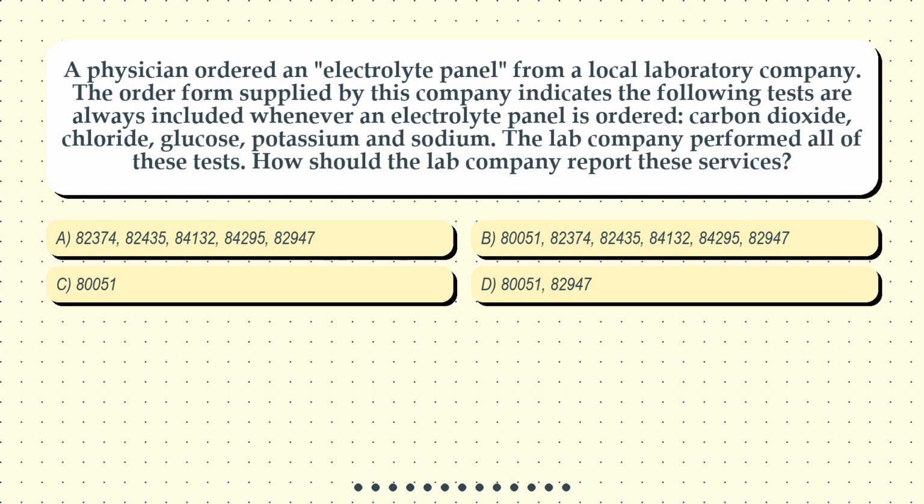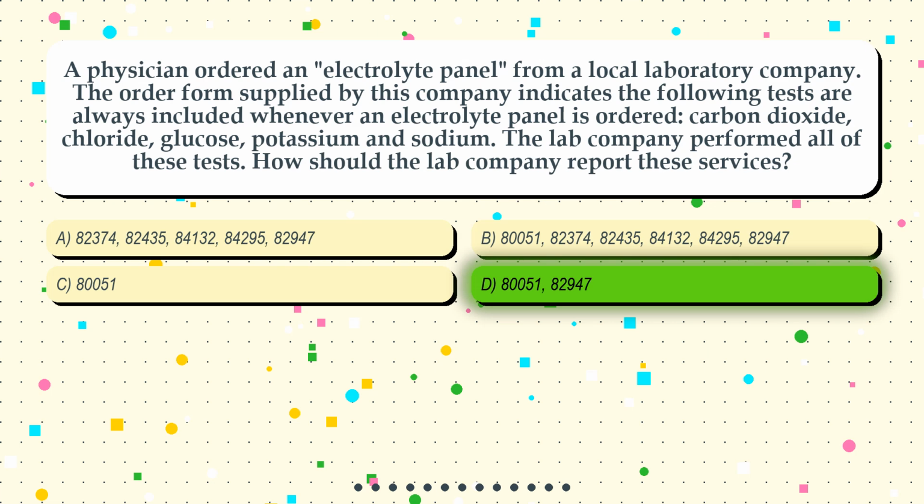Option A, 82374, 82435, 84132, 84295, 82947. Option B, 80051, 82374, 82435, 84132, 84295, 82947. Option C, 80051. Option D, 80051, 82947. The correct answer is option D, 80051, 82947.